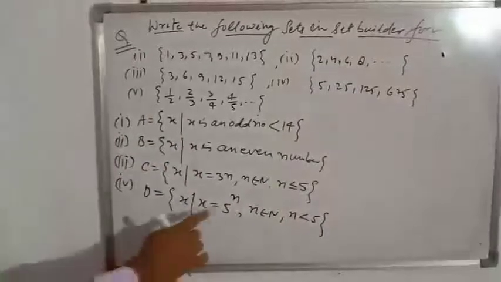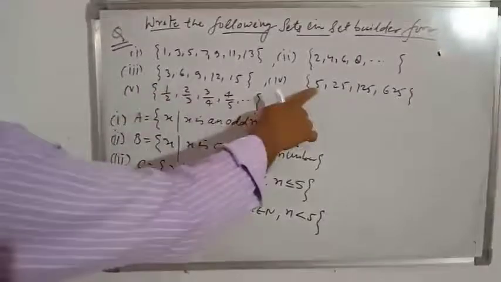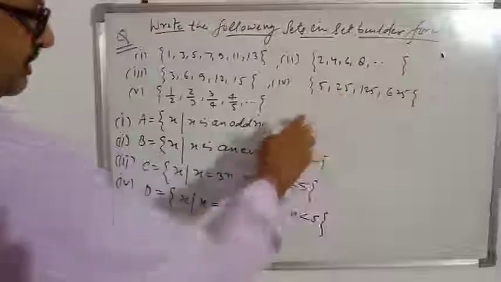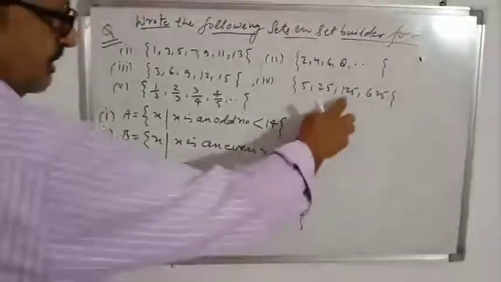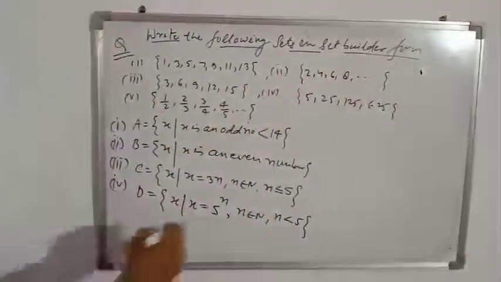Only 4. So if we put 1 here, 5 to the power 1, 5 will come. Take n is equal to 2, 5 to the power 2, 25 will come. Take n is equal to 3, 5 to the power 3, 5 into 5 into 5, 125. Take 5 to the power 4, it will come 625.